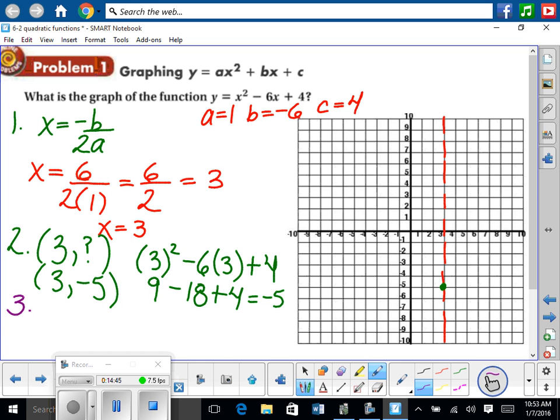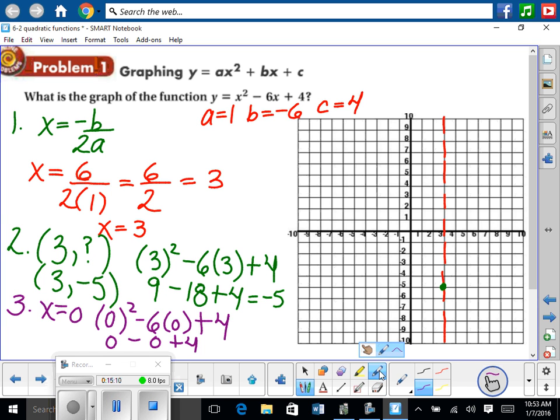Number 3, third step is to find the y-intercept. That's always when x is equal to? 0. When x is equal to 0. So let's plug that in. We're going to have 0 squared minus 6 times 0 plus 4. Isn't that going to be 0 minus 0 plus 4? So it is. So it's crossing the y-axis. Our y-intercept is at 4. So our y-intercept is at 0 comma 4. So over 0, up 4. It's crossing the y-axis right there.